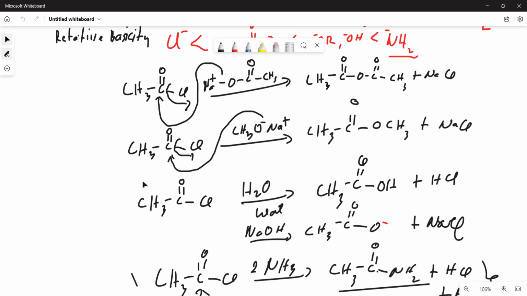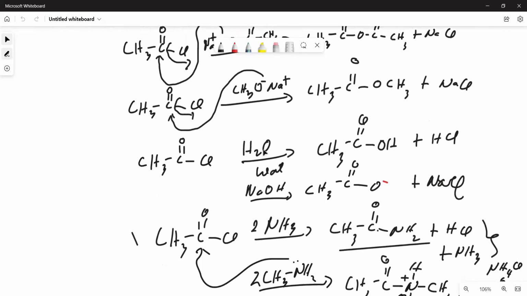Now, for carboxylic acid, you can use water or sodium hydroxide, which are sources of OH. So in water, since water is not a strong base like sodium hydroxide, you have to heat this so that the chloride can be replaced. And with sodium hydroxide, no need for heating. The chloride can immediately be replaced by OH.